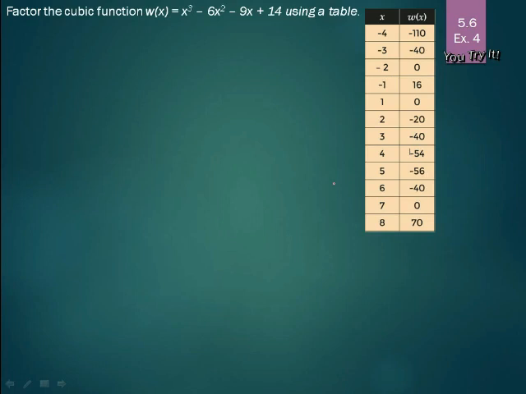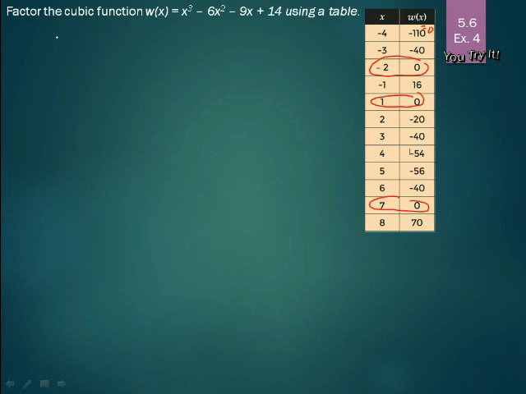Factor the cubic function w of x equals x cubed minus 6x squared minus 9x plus 14 using a table. Okay, so looking at our table, we're looking for when w of x is equal to 0, and that will tell us where our x-intercepts are, which allow us to find our factors. And so we see that we have one at (-2, 0), (1, 0), and (7, 0).